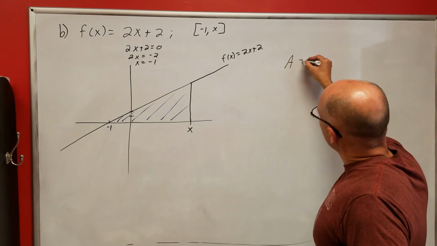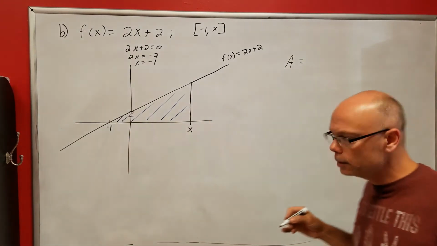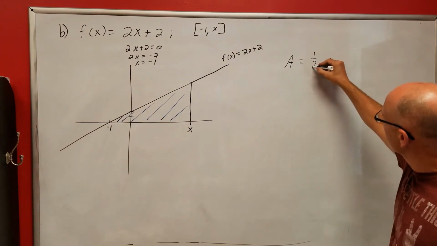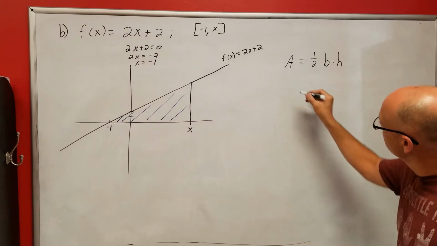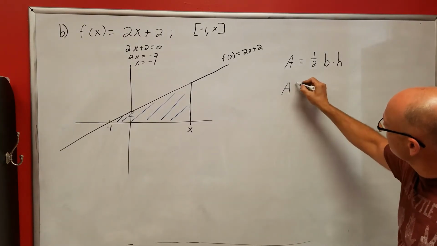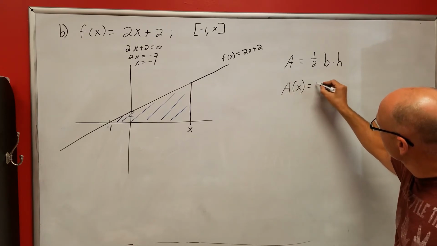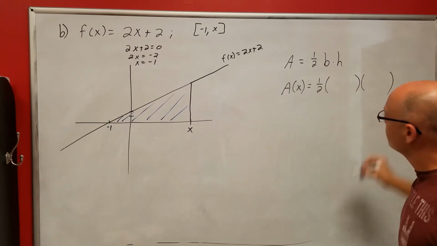So what shape do I have right here? That's just a triangle, right? We know the area of a triangle is 1/2 base times height. So area is going to be what? They want me to find A of x, they say, is equal to 1/2 times base times height.